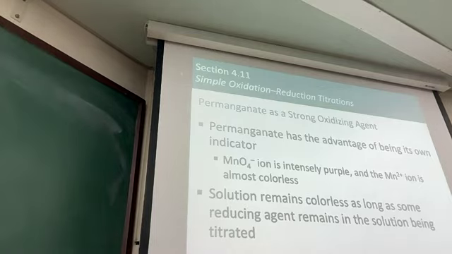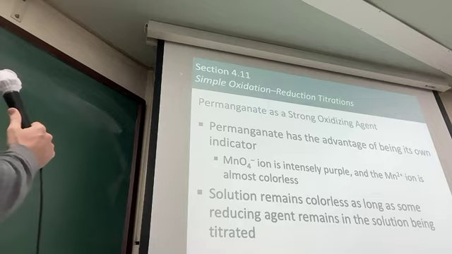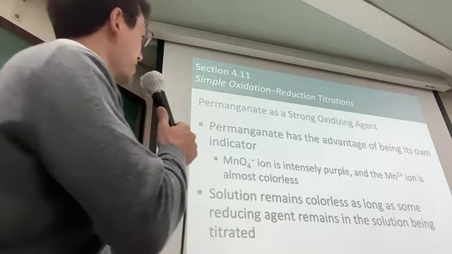Permanganate has an advantage. It's actually also its own indicator. So permanganate is intensely purple, and the manganese is almost colorless. And it's actually not so good to get into contact with that one, which I experienced myself in the lab course.